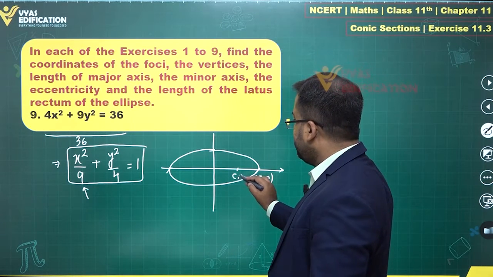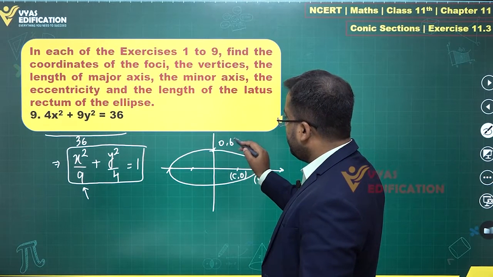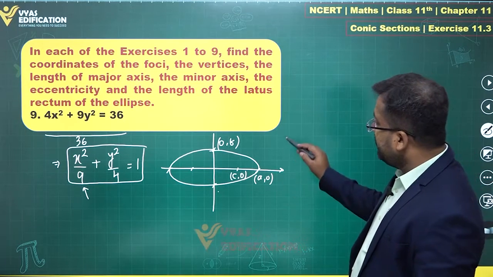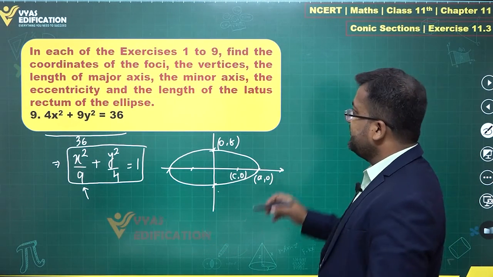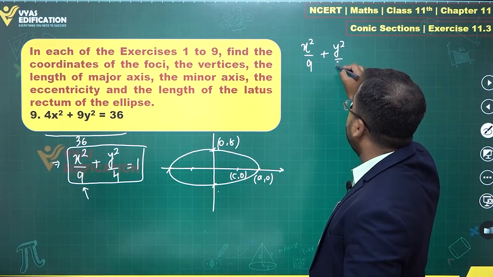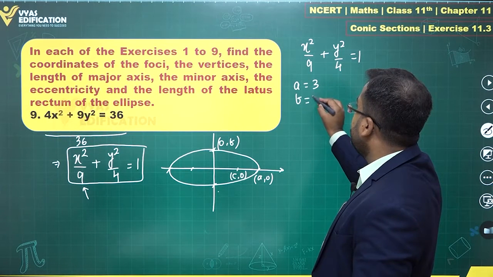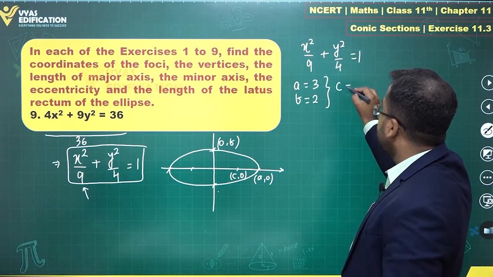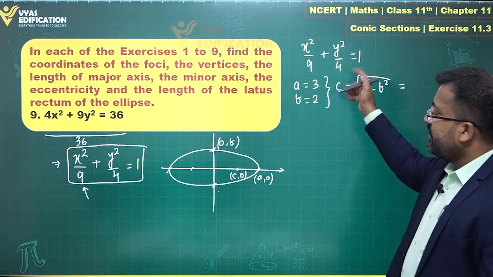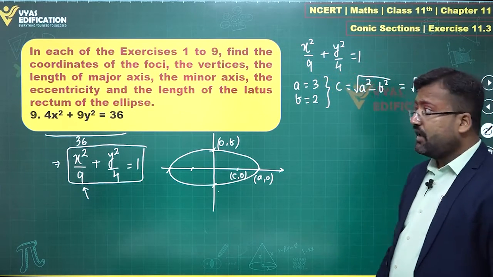Okay. The ends of major axis will be a comma 0 and minus a comma 0. Foci will be c comma 0 and minus c comma 0. Ends of minor axis will be 0 comma b and 0 comma minus b here. Right. The important thing once again, the values of a, b and c. So for x square by 9 plus y square upon 4 equals 1, we have a equals 3, b equals 2 from here. C will be square root of a square minus b square, which is equal to 9 minus 4, under root 5.